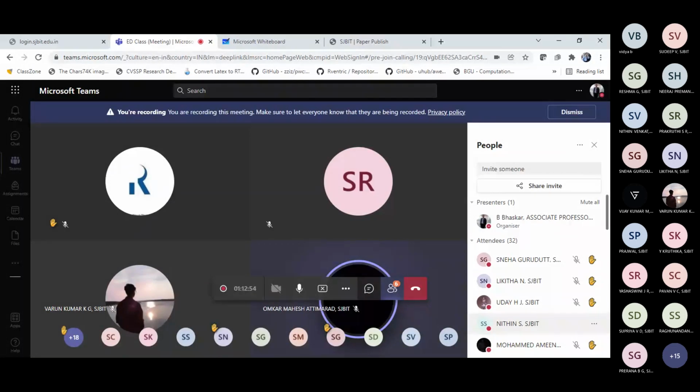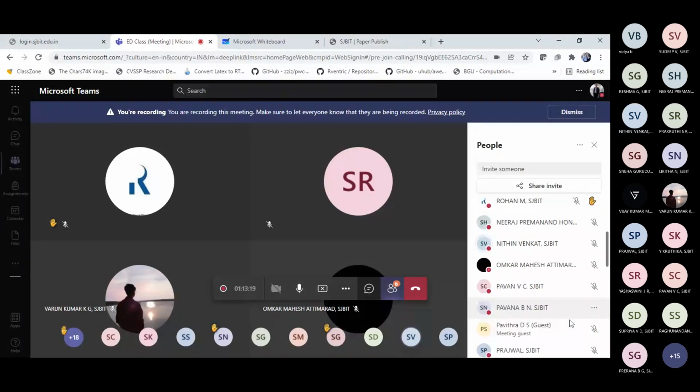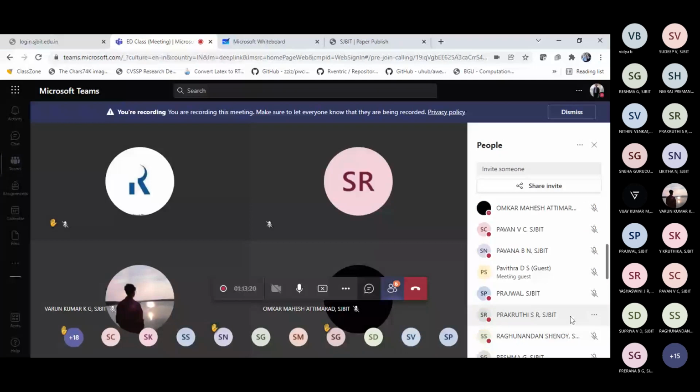Likhith AP? Likhitha? Present, sir. Mohammed Aminul? Present, sir. Neeraj? Present, sir. Nitin S? Present, sir. Nitin? Present, sir. Venkat? Present, sir. Okay. Nauman? Present. Nauman is there? Absent. Omkar? Present, sir. Pavan? Present, sir. Pavitra? Present, sir. Those who have given the attendance can leave the class.